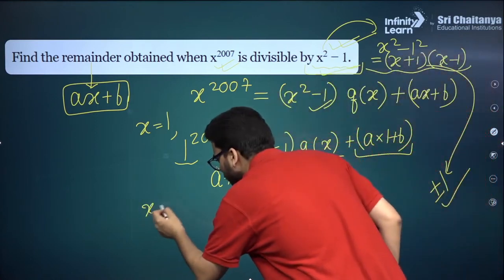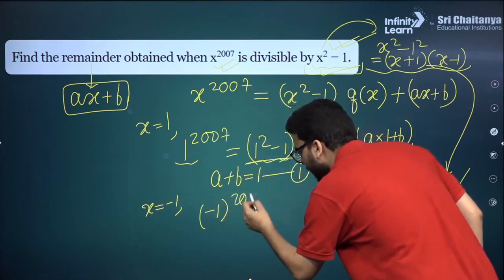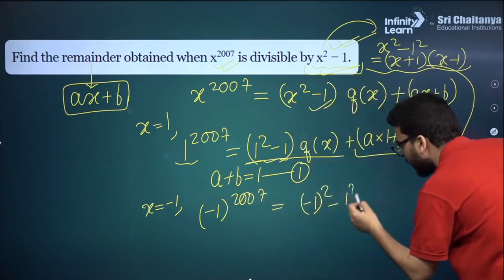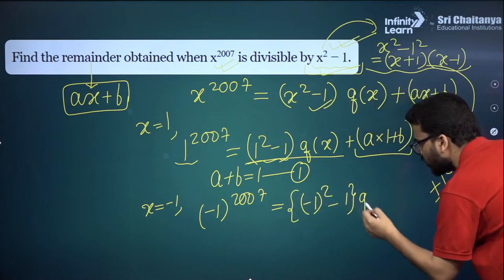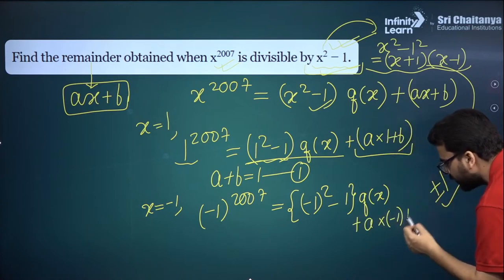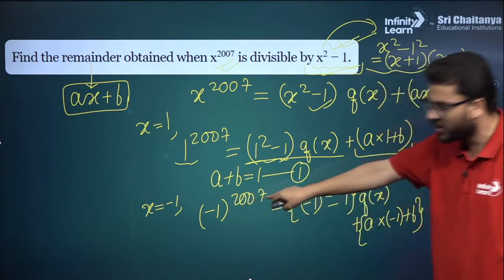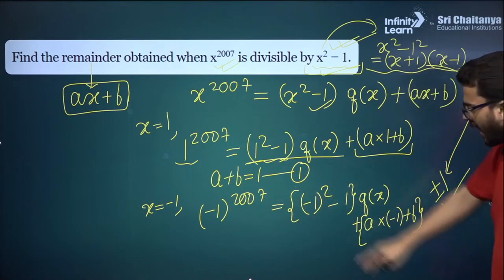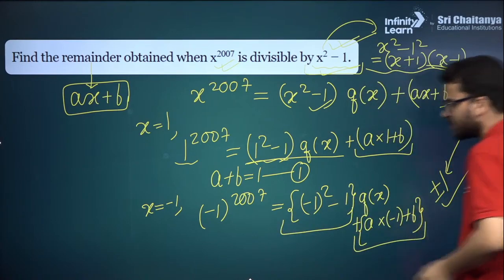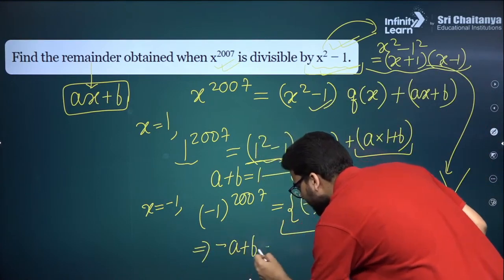So you will put x is equal to minus 1. Let us put x is equal to minus 1. So what will you get? Minus 1 raised to the power 2007 is equal to (minus 1) square minus 1 into the quotient, that is q(x), plus a into minus 1 plus b. I hope that is clear to you, right? Minus 1 raised to the power 2007 will be minus 1 only, and this term will vanish because it will be 1 minus 1, which is 0. What you get is minus a plus b, and that is equal to minus 1.